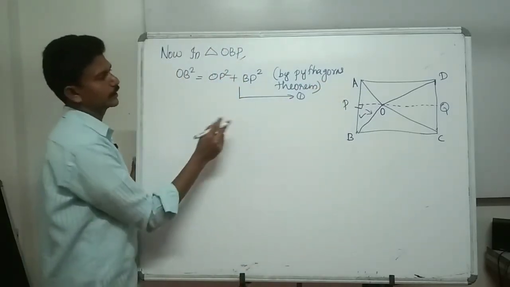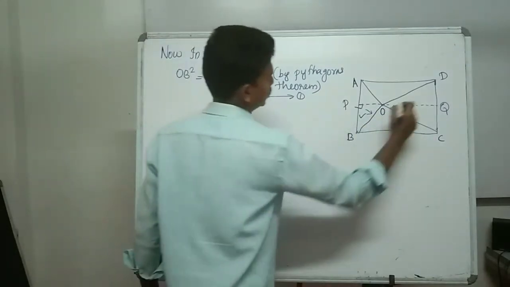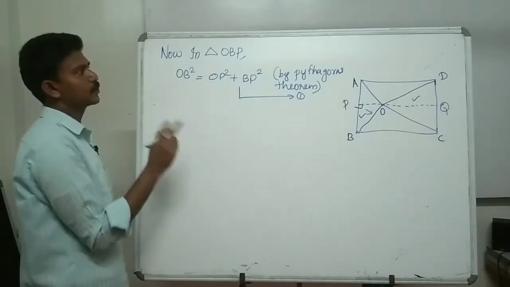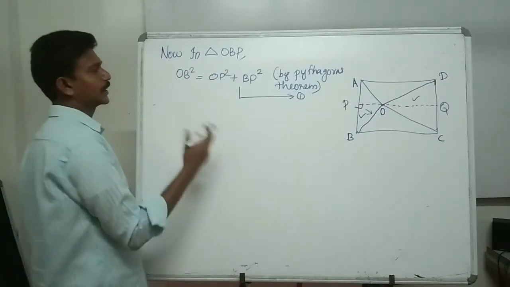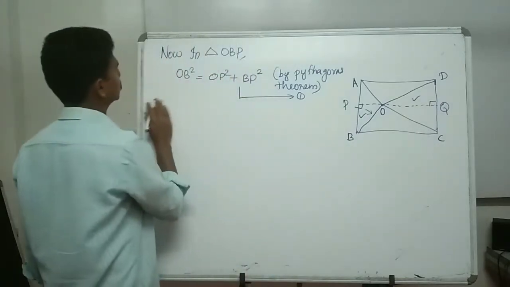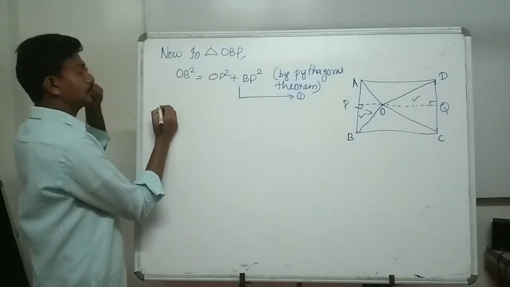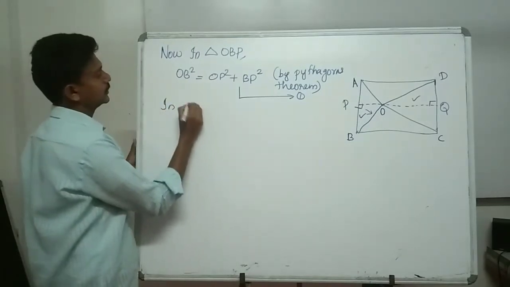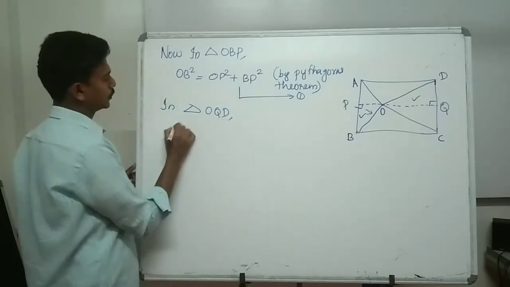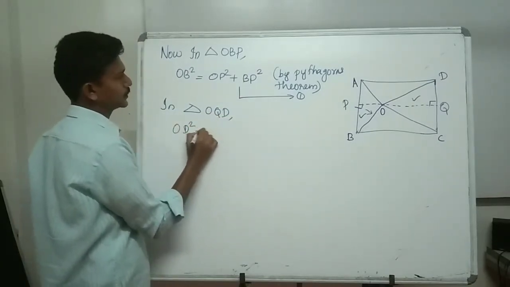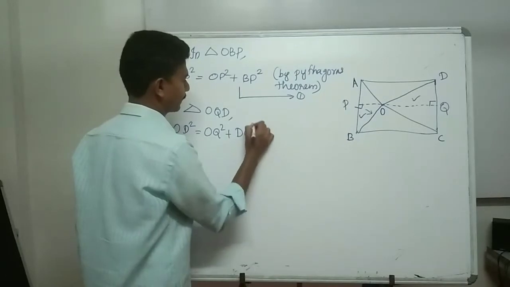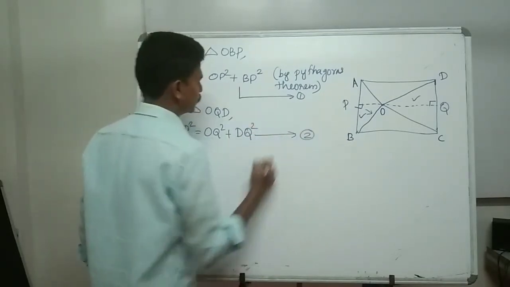Then we can take another triangle, this one, for OD square. Because OB and OD are mentioned in the question, we take it in such a way that OD is the hypotenuse. In triangle OQD, OD square is equal to OQ square plus DQ square. This is equation 2.